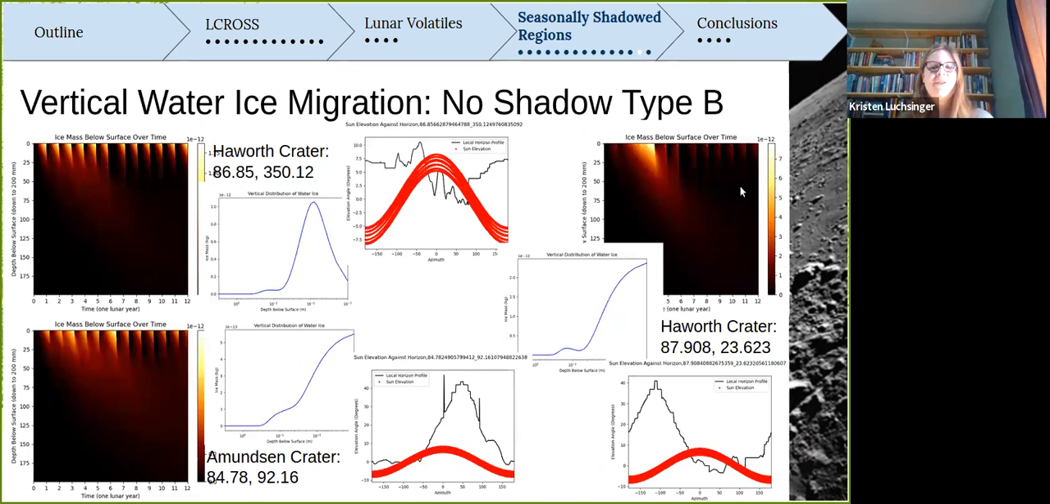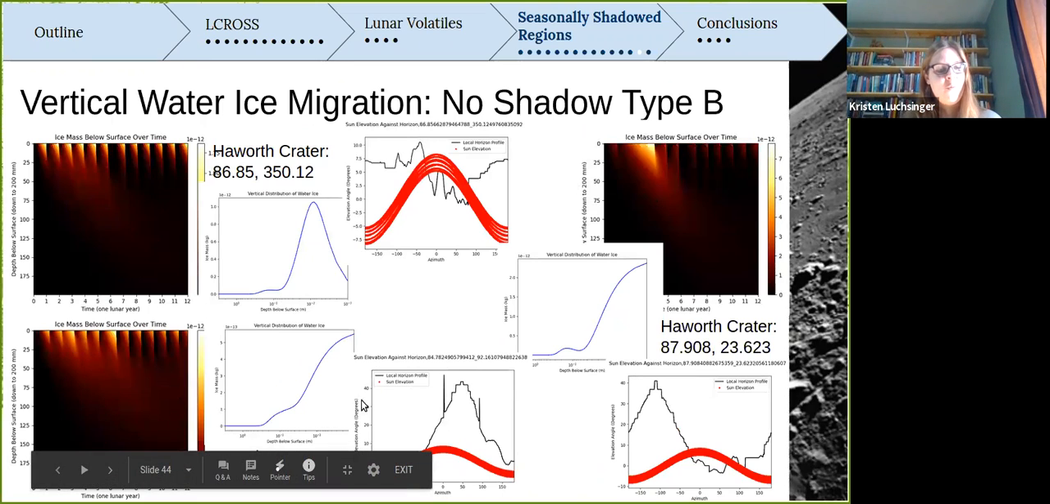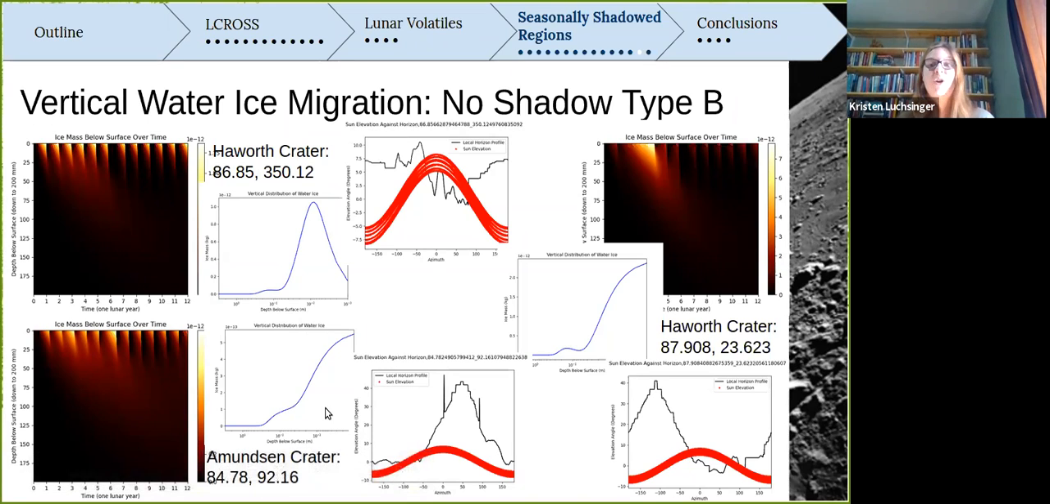And here I have no shadow type B. Again, this is the surprising one. This is the one I didn't expect to see at all. But you can see this haze of water ice that somehow is just deep enough that the sunrises don't cause it to be liberated and to escape. And so you have this little haze of shadow deposit. You can see the shoulder is much less in proportion to the actual transient deposit. So a lot less of the water ice in these no shadow type B locations becomes this sequestered deposit compared to the seasonally shadowed regions.